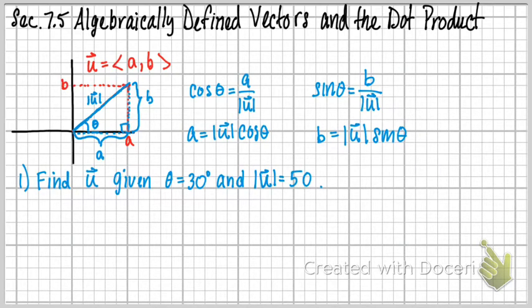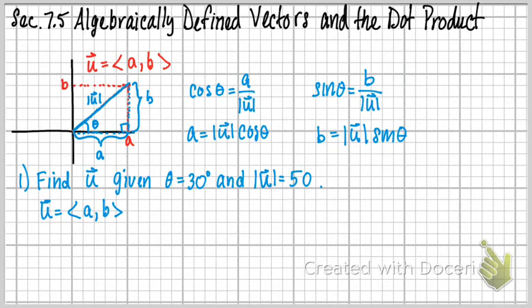So given a problem like this, find U given theta equals 30 degrees and the magnitude of U is 50, we can simply plug it in and find U. Now remember, U is going to be of the form A comma B. So if we're going to find U, that's what we're looking for. So we're looking for A and B. Okay, so let's find that now.